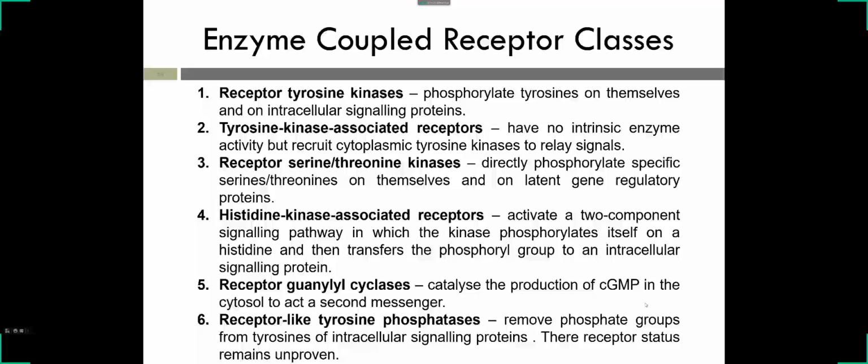Histidine kinase associated receptors are also in this family, which activate a two-component signaling pathway in which the kinase phosphorylates itself and then transfers this phosphoryl group to an intracellular signaling pathway. You have the receptor guanylyl cyclases, which catalyze the production of cGMP, which is very similar to cAMP. And then you have the receptor-like tyrosine phosphatases, which remove phosphate groups from intracellular tyrosine.